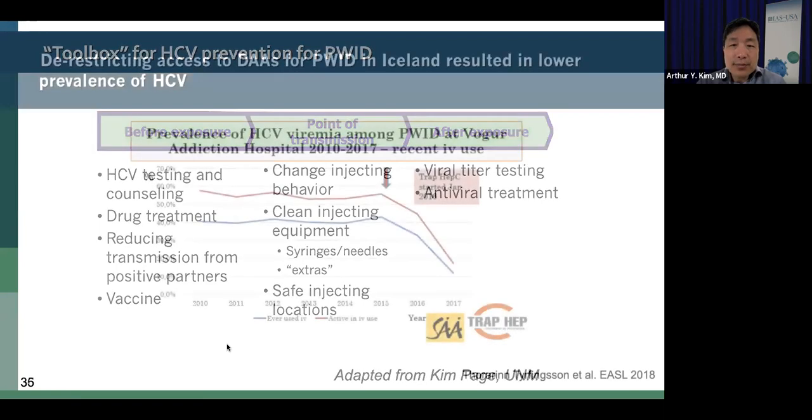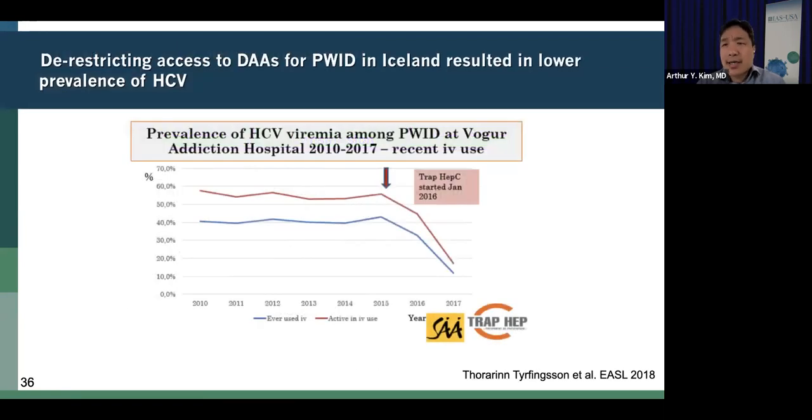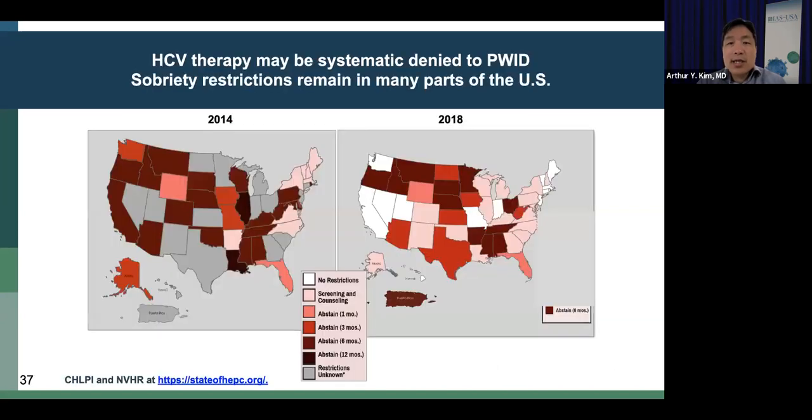And then treatment. What happened in Iceland? Now, Iceland is an island, and so perhaps very different than where we are in the United States. But when they de-restricted access, I should say, to the direct acting antivirals that were available as of 2015, you can just see how the prevalence plummeted. So even amongst these individuals who are typically given more harm reduction than they are in the United States, that is particularly helpful. But even if one were to relapse or share equipment, you're less likely to encounter somebody else who's carrying the virus. And so this is the concept of treatment as prevention.